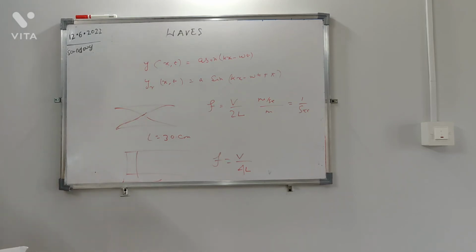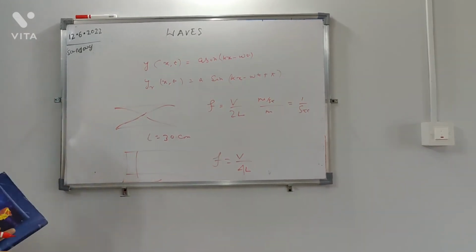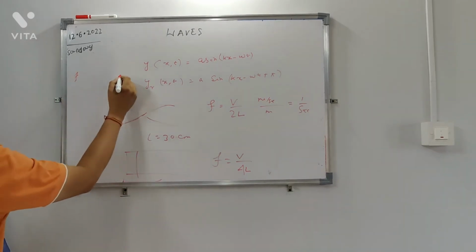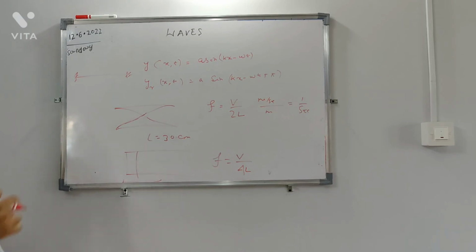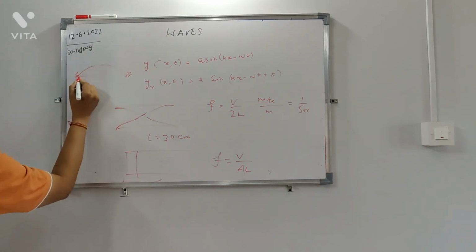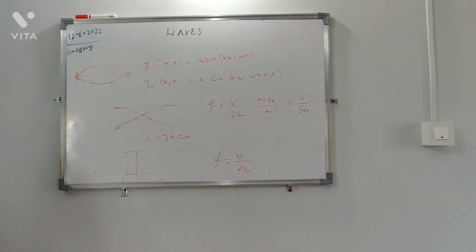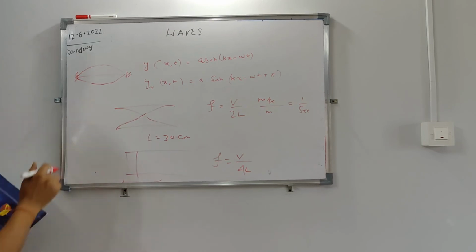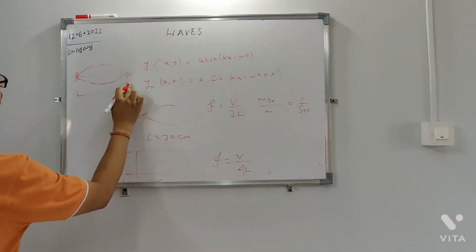So the first 6 harmonics of vibration of a straight string fixed at both ends. So you have a string which is fixed at both ends. So the first harmonic will look like this. So this is the first harmonic, and the second harmonic will vibrate like this. So this is my second harmonic.